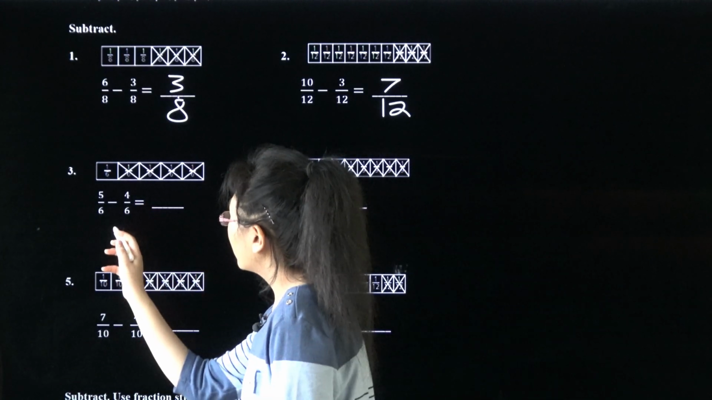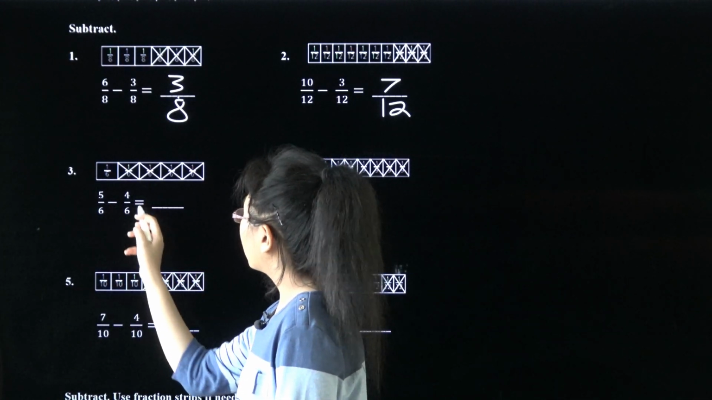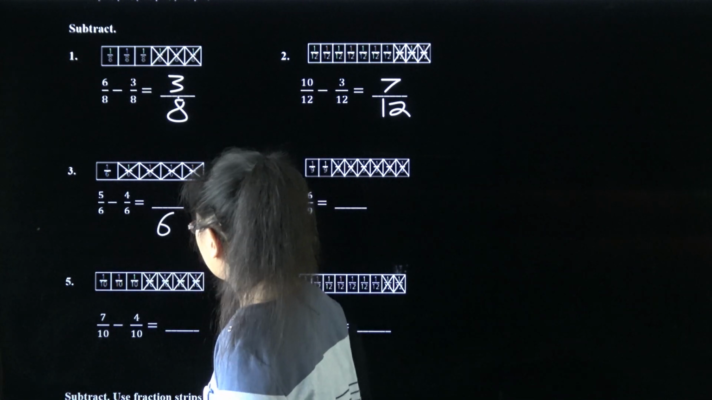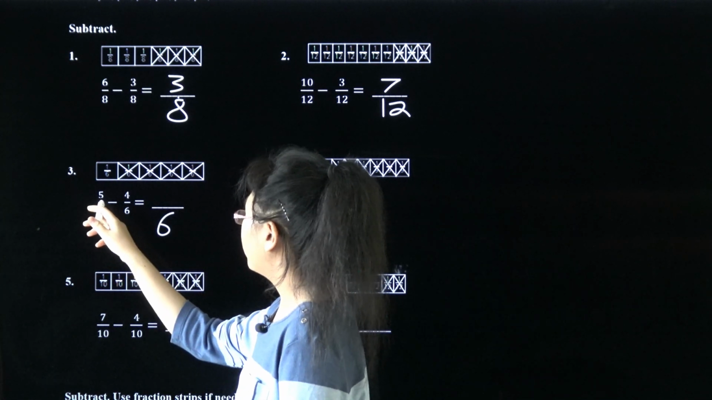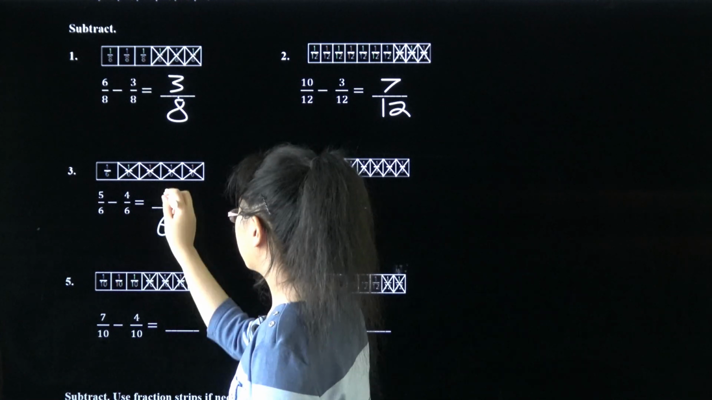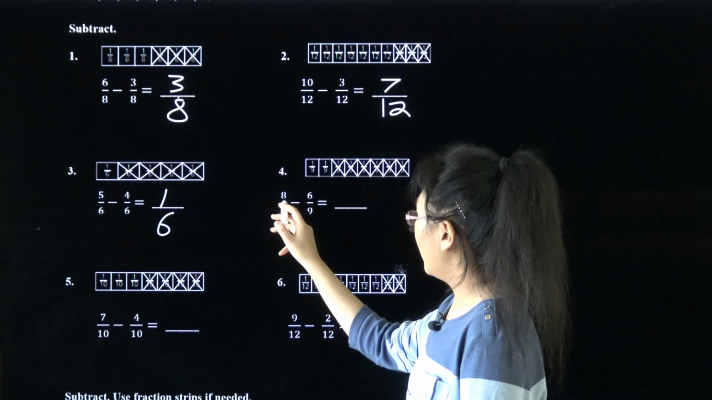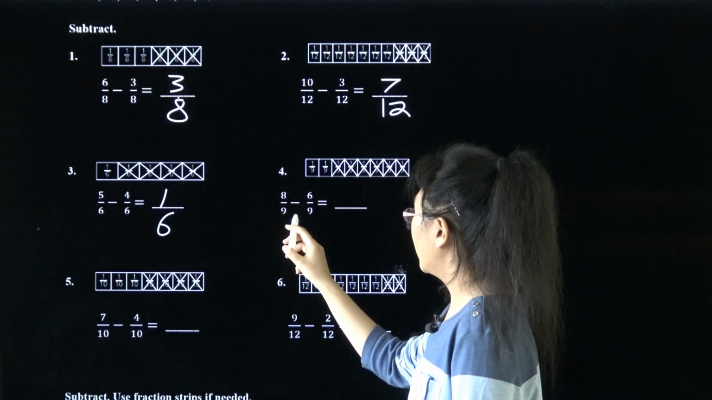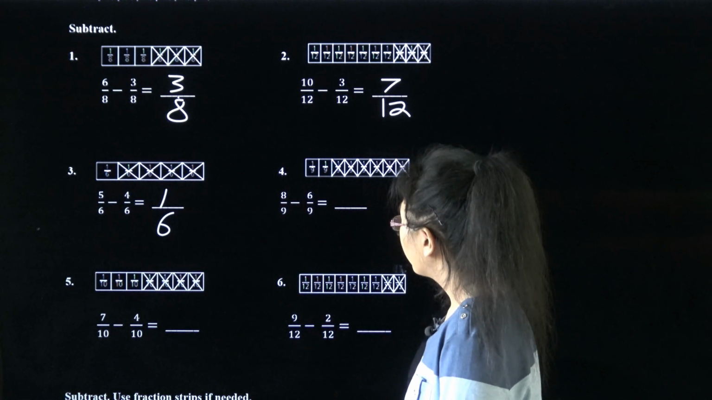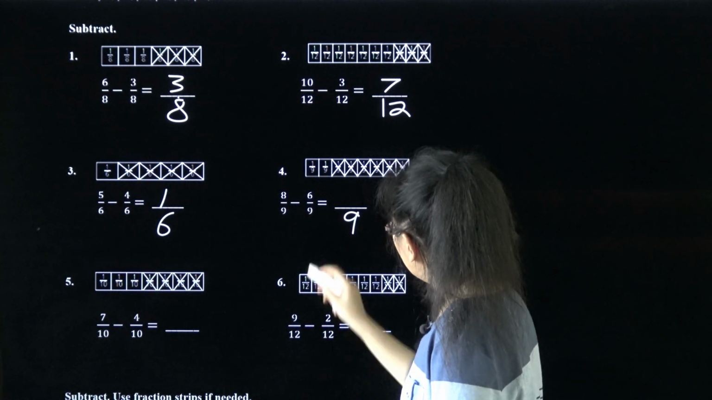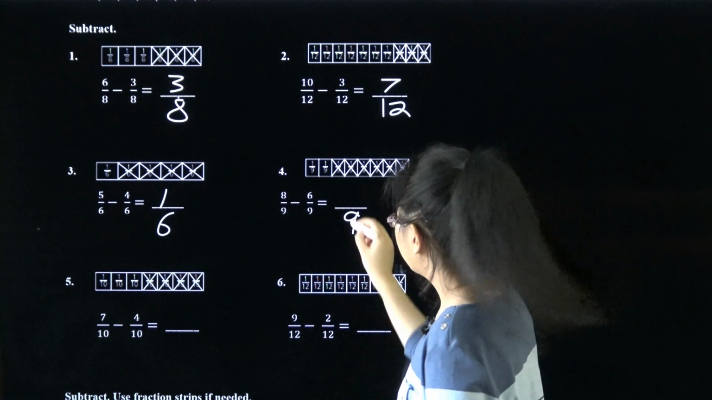And now question number 3, 5/6 minus 4/6. Well, we just put 6 here as the denominator. And 5 minus 4 equals to, well, 1. And then there's 8/9 minus 6/9. So that would be 9 at the bottom. And then 8 minus 6 equals to, well, 2.